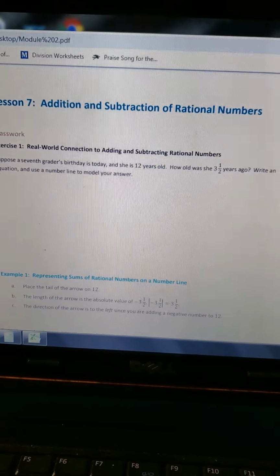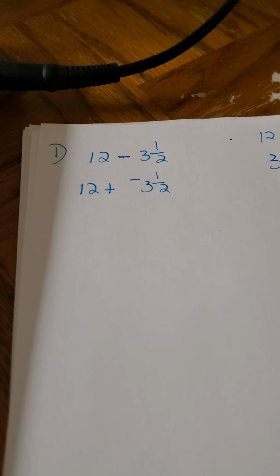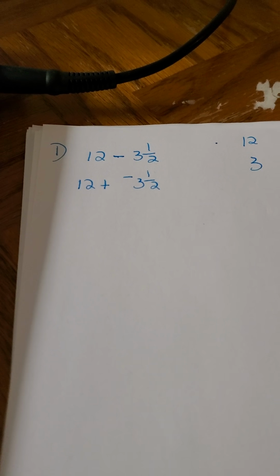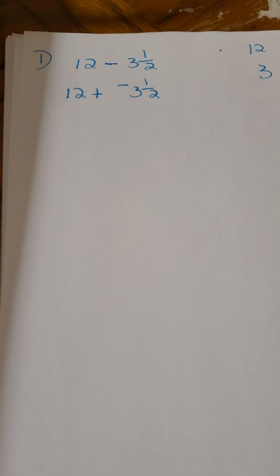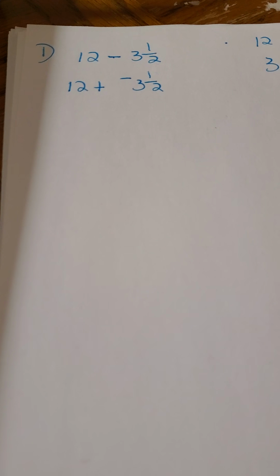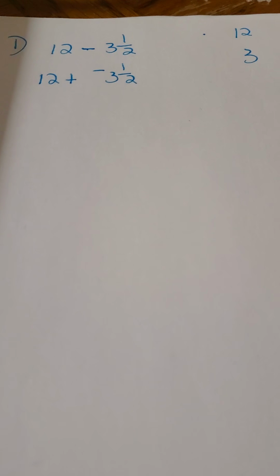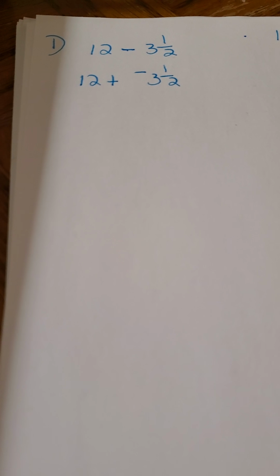Okay, so let's have a look at what you have. So you should have written 12 minus 3.5. And I went ahead and did the change. So since it is a subtraction problem, your first step would be changing subtraction into addition, and that means that 3.5 becomes negative.